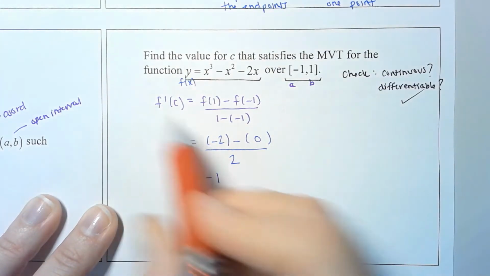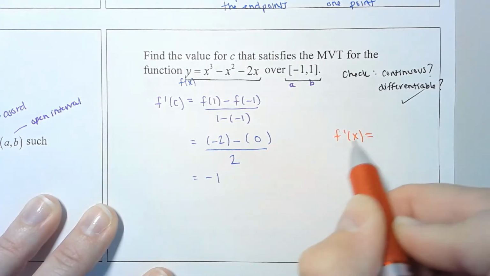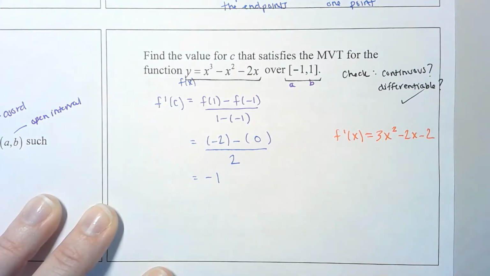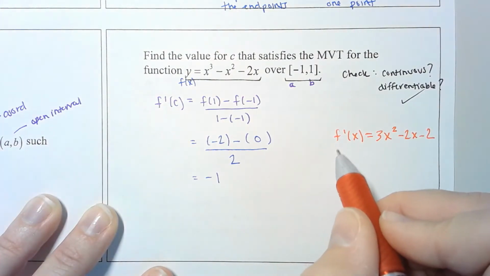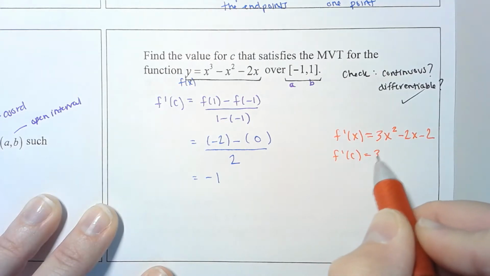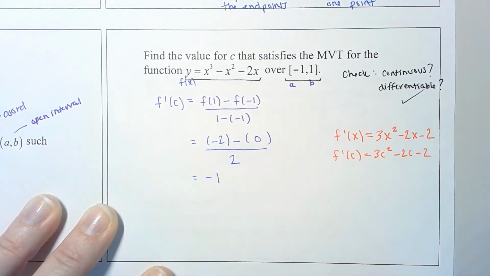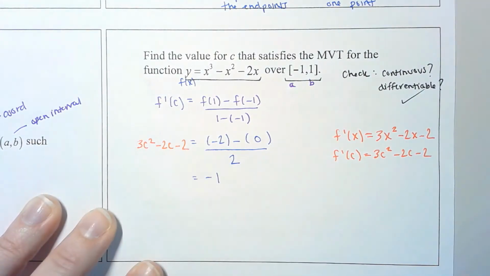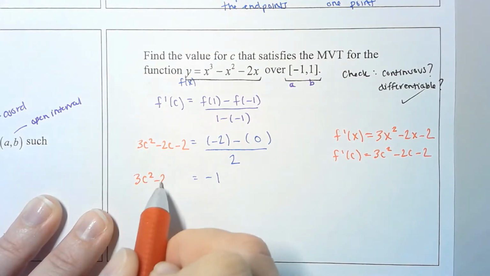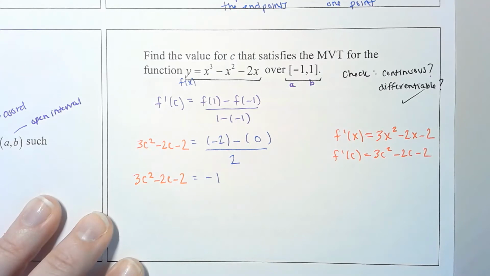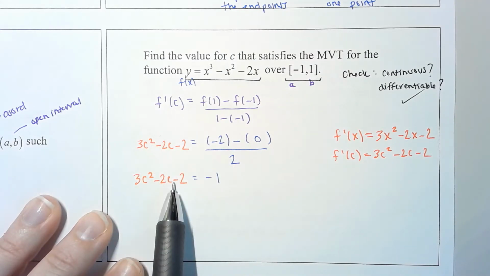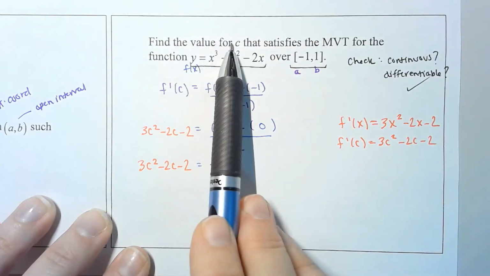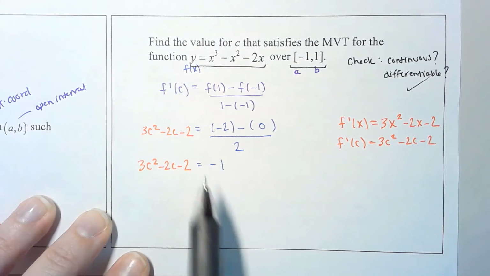On the left side, it says f prime of c. Well, let's first start by finding f prime of x. f prime of x is equal to 3x squared minus 2x minus 2. Well, if I want to find f prime of c, that just means let's change all of our x's into c's. So I have 3c squared minus 2c minus 2. So I have the derivative on the left equals, and this is the slope of the endpoints. They're asking us to find c, solve for c. Oh, well, it's just a quadratic.